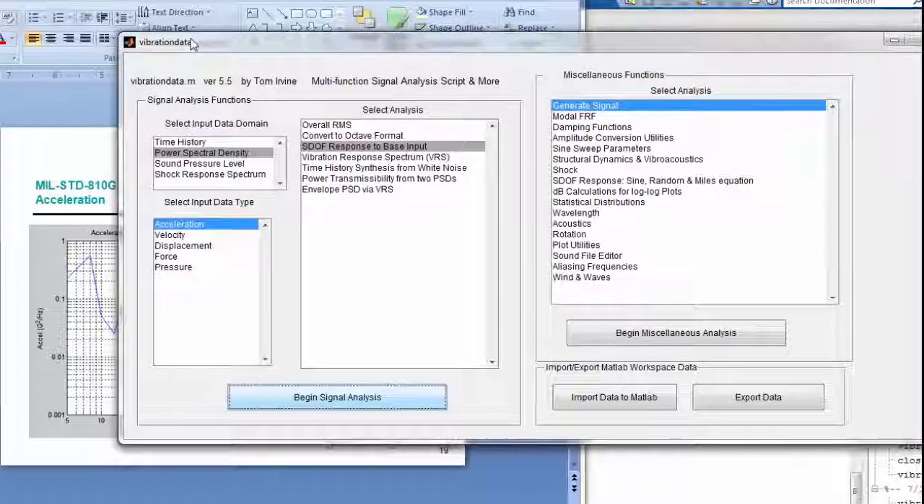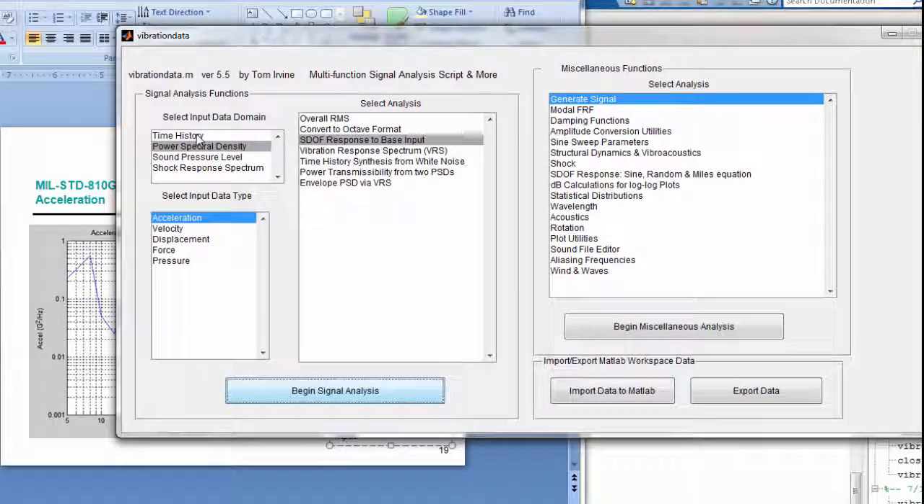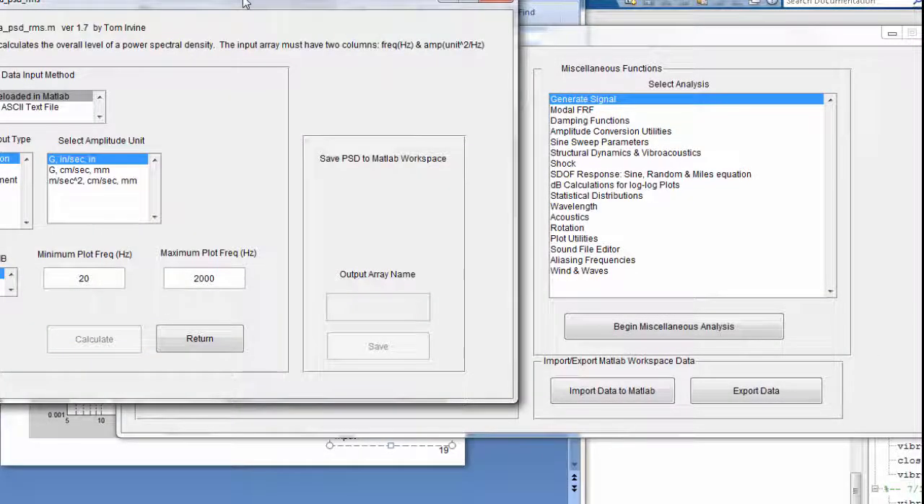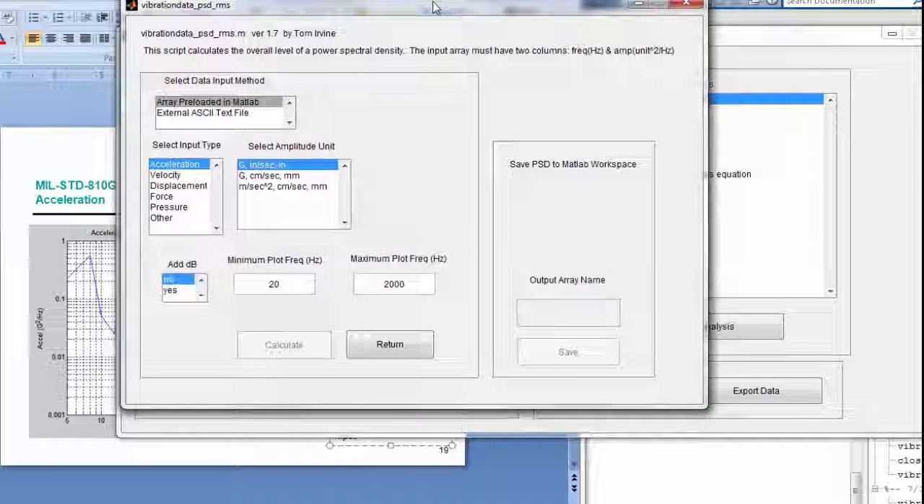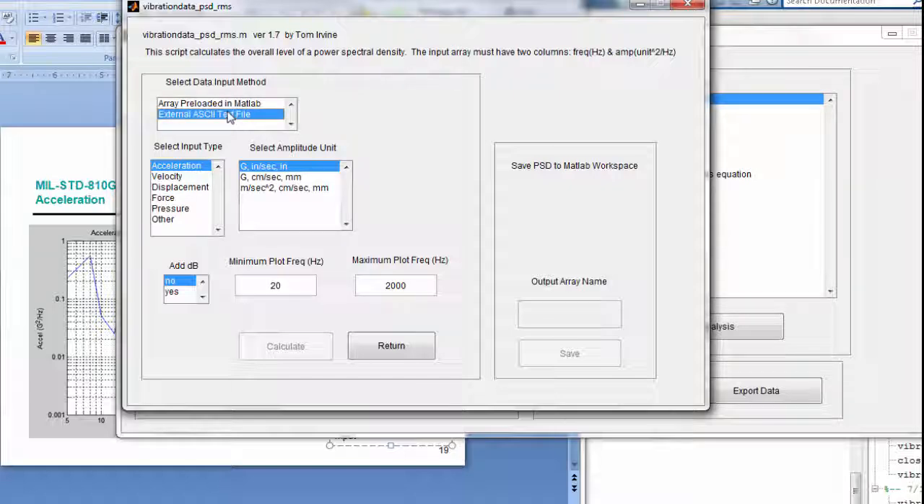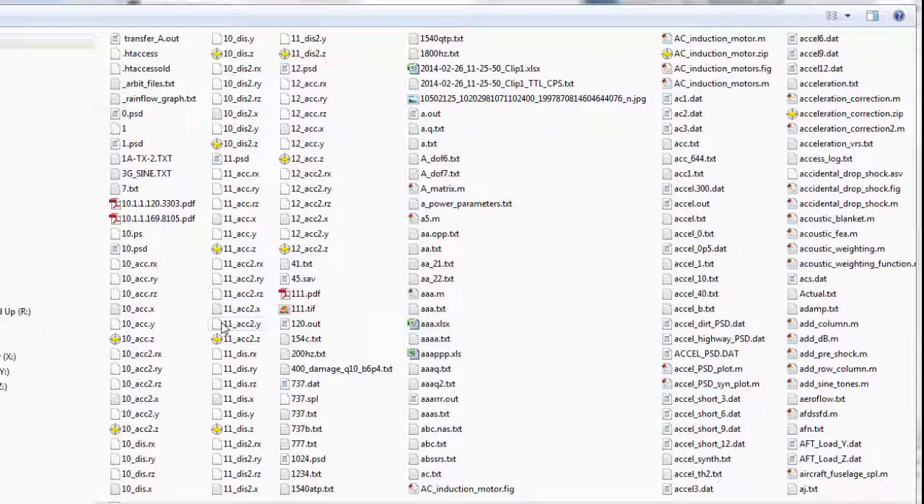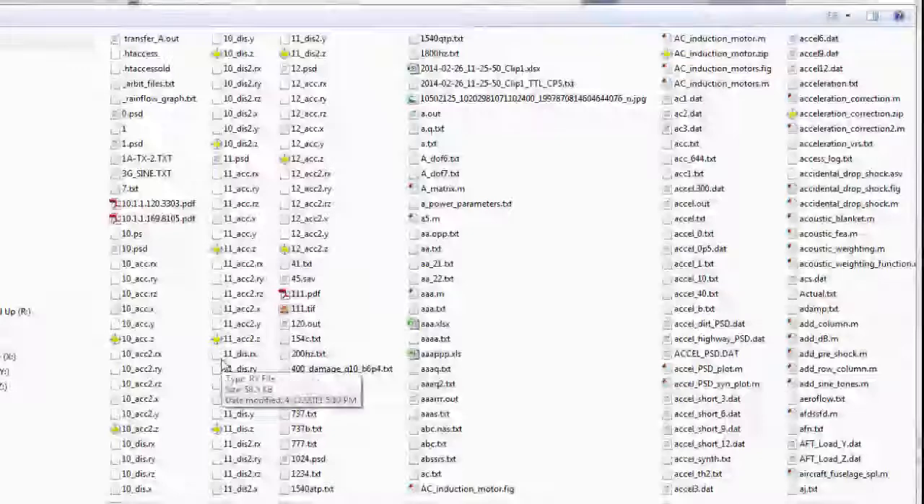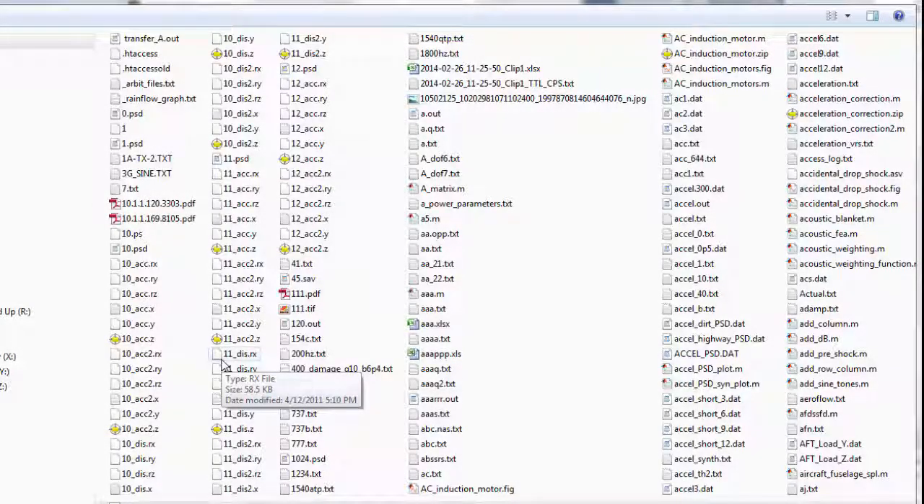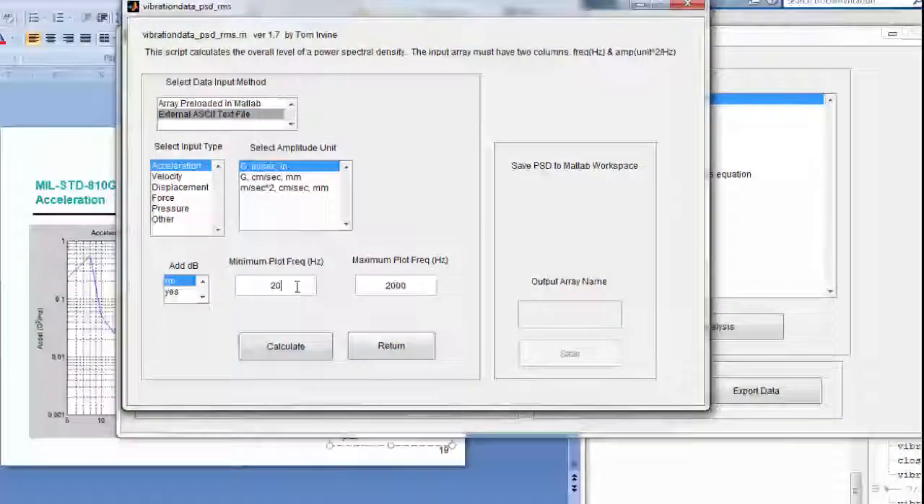So let's go back to our GUI, and we've got PSD overall RMS. We've already run this once today. Let's call in, I've got these points in an ASCII text file called to_wheeled_trailer_vertical.txt. Open it up. Let's see, we've got English units. I'm going to change the frequency limits from 5 to 500. No dB added. Let's calculate.